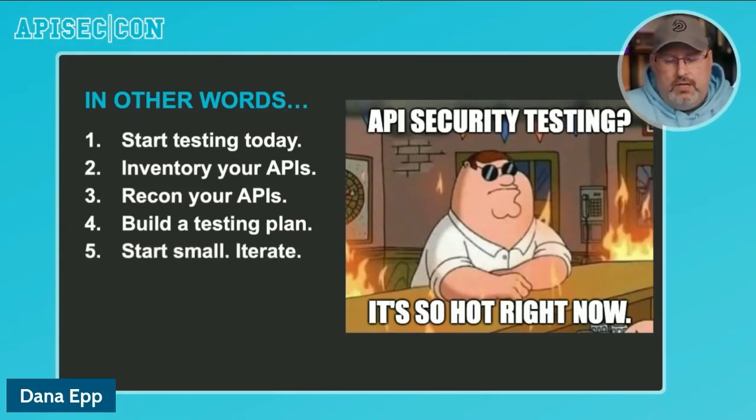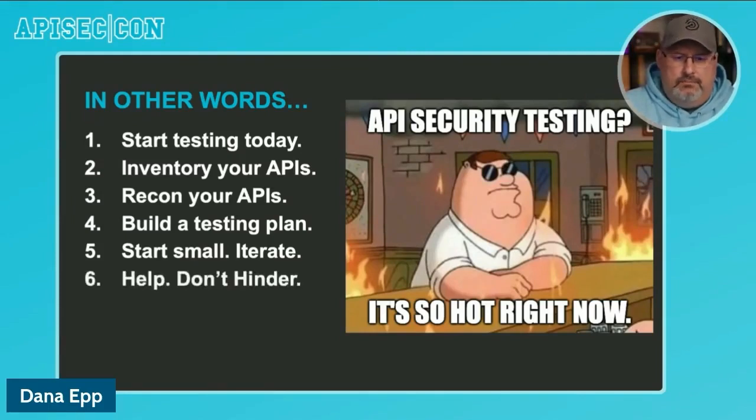Start small, though, and iterate. You can't test everything across the entire API. So start with small places, the ones that are most critical, and then continue to develop and increase and improve that. Help the developers, don't hinder them. Give them the tools and information that they need so that they can remediate the vulnerabilities quickly so you can move on and continue.